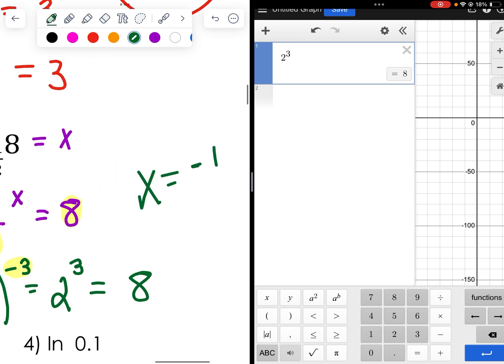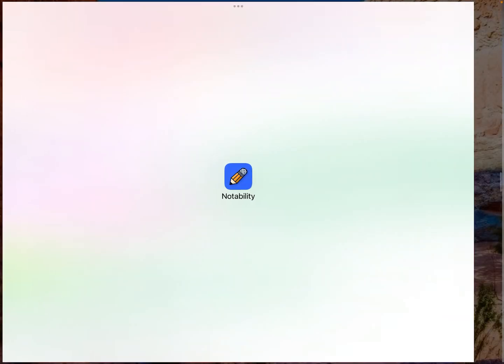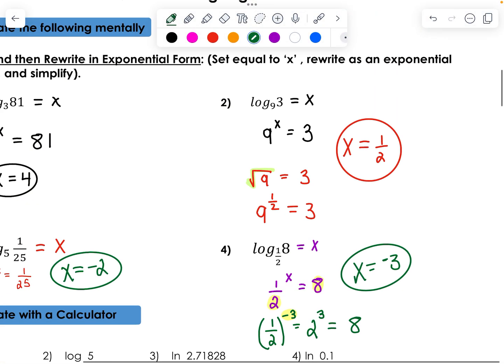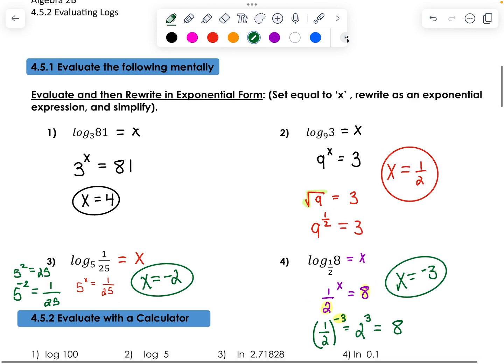So x equals negative 3. Mentally it's a little tricky because you have to think about the relationships of the numbers using exponents, and you also need to understand the exponent rules involving negatives. So we do have a calculator to help us.